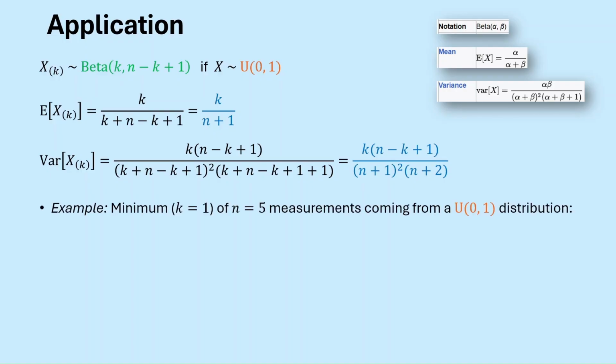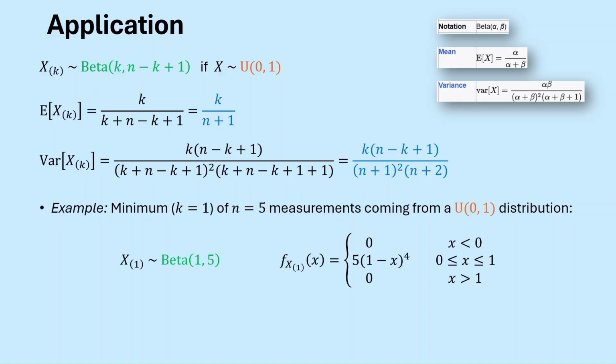As an example of application, let us compute these quantities for the first order statistic, which is the one we obtain with k equal to 1, and assume we make n equal to 5 measurements in each series. That is, in each series, we obtain a sample of 5 measurements from a uniform distribution of parameters 0 and 1, and we keep track of the minimum value of each series. After repeating this experiment for many series, what mean and variance should we expect to see?